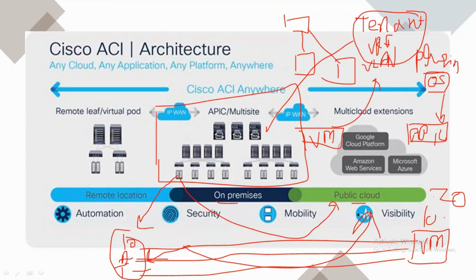So VRF is in your ACI, VPC is in your cloud. And actually, I have one slide which I have taken from Cisco Live. Let me see if I have shared it with one of my teammates a few days ago.